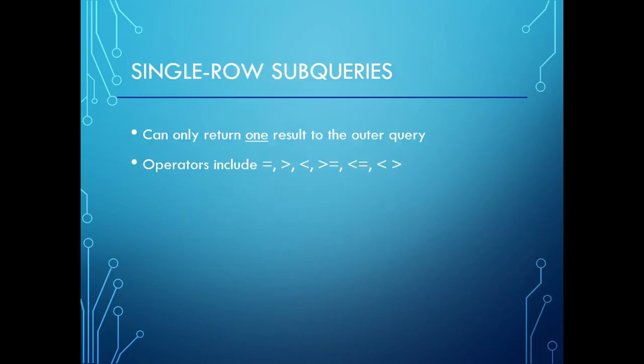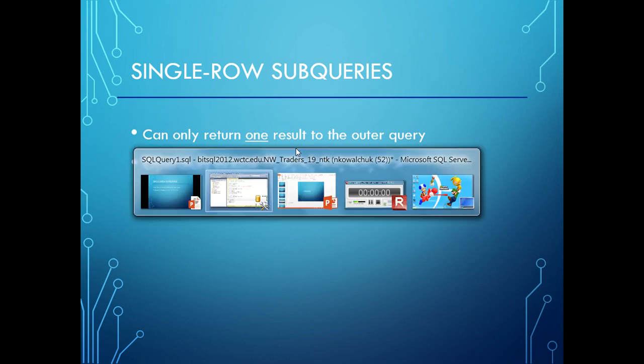So with our single row subqueries, they may only return one result to the outer query, and we can use any of our single row operators. So single value comparison, equals, less than, greater than, not equal to, any of those.